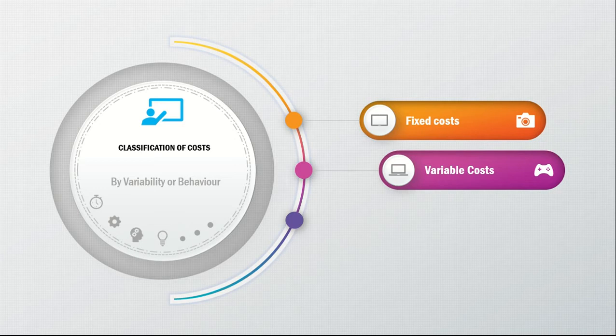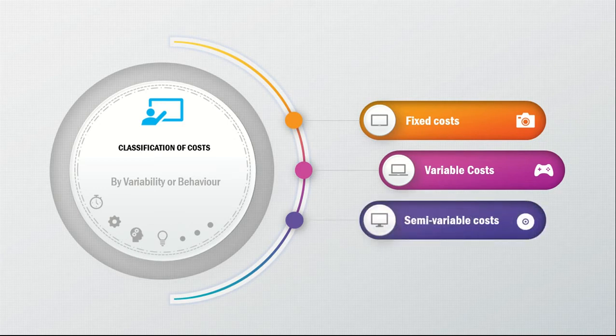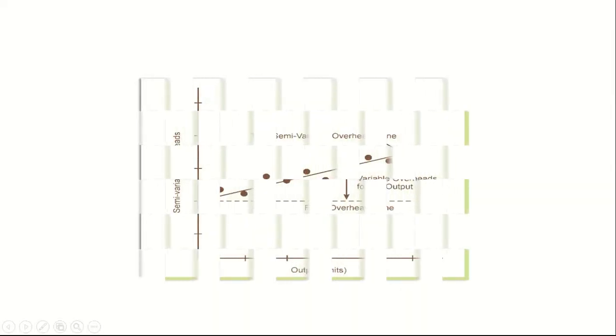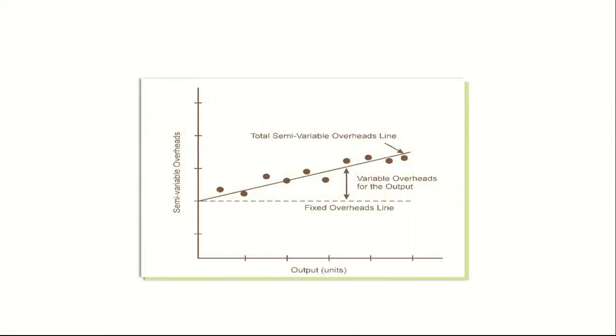C. Semi-variable cost. These costs contain both fixed and variable components and are partially affected by fluctuation in the level of activity. Examples: telephone bills, gas and electricity bill, etc. Methods of segregating semi-variable costs into fixed and variable cost.